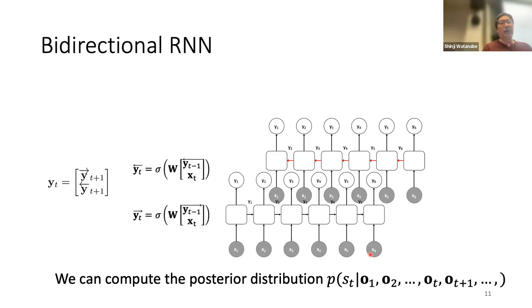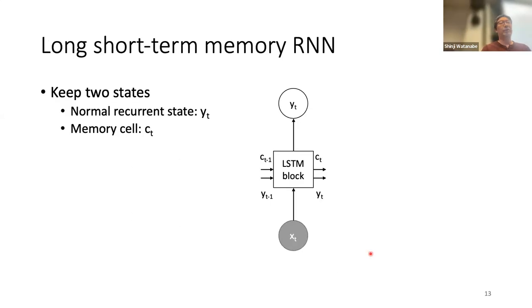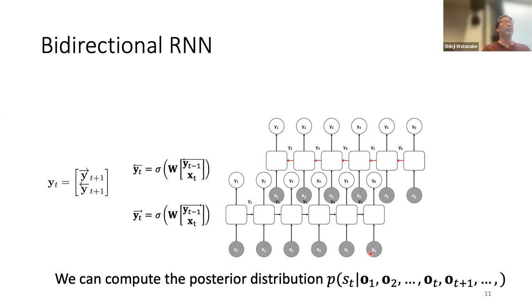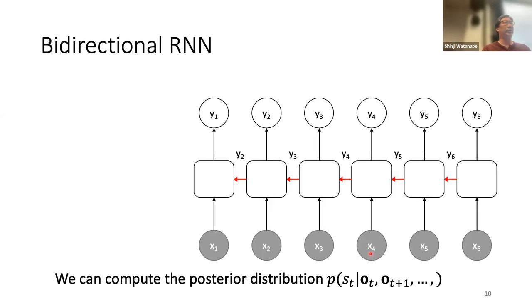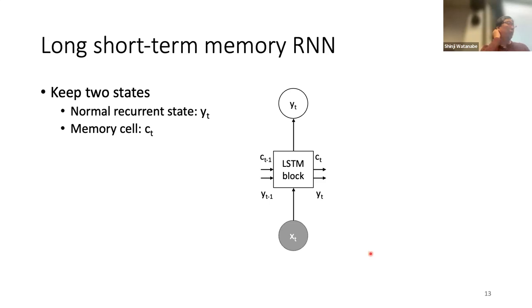Okay, so that's the way to consider not only history but also future context. That is great, but the bidirectional or simple recurrent neural network has an issue. It is not very good at considering long context features. So instead, people started to use the LSTM, long short-term memory, recurrent neural network.